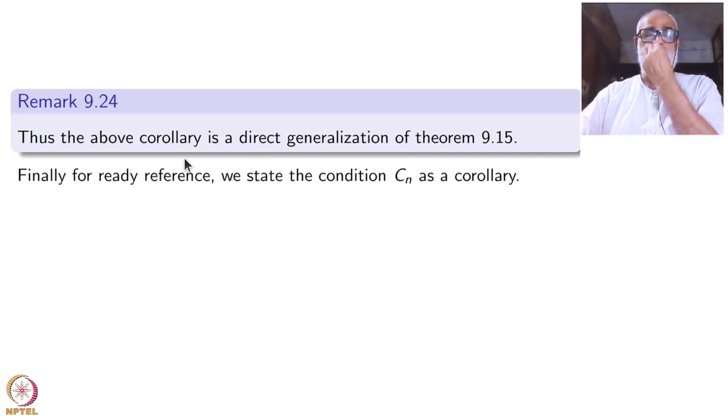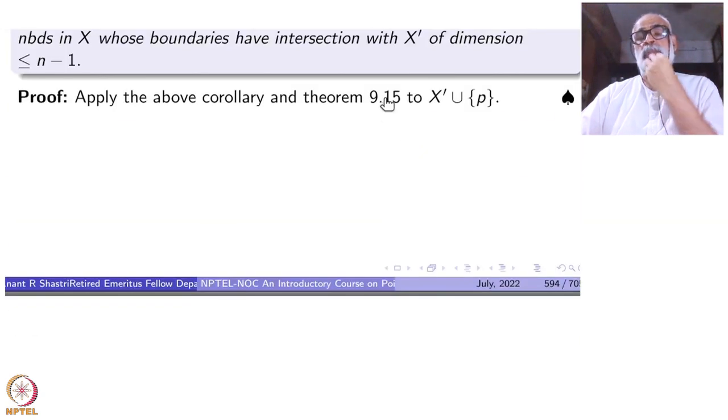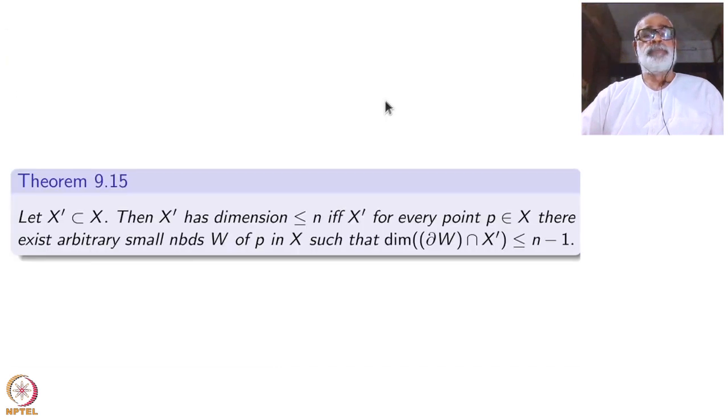Thus, the above corollary is a direct generalization of 9.15. Let me just recall 9.15, because I am referring to it several times. This is what we had: the global characterization of a subspace in terms of what is happening inside X itself. The dimension of X prime is less than or equal to n if and only if for every point P in X there is an arbitrarily small neighborhood W of P such that the dimension of the boundary of W intersected with X prime is less than or equal to n minus 1.